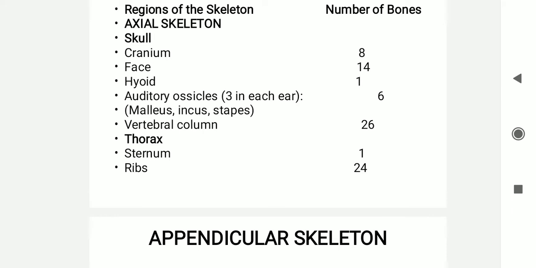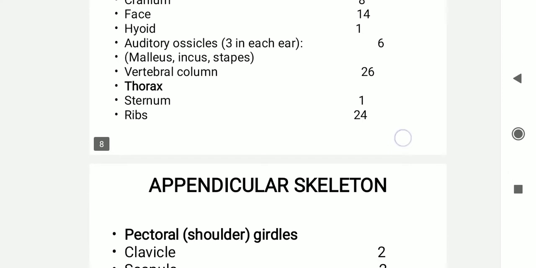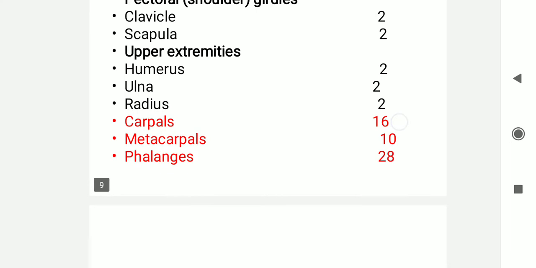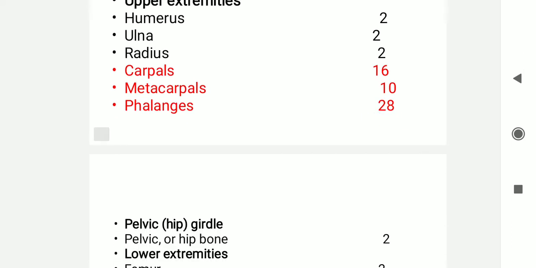Okay, stapes, malleus, incus, 3 on each side, hyoid bone 1. Okay, ribs 24. Same. Now I will discuss directly the carpal bones, because it can be asked in viva for 2 marks: name and number of the carpal bones as well as tarsal bones. So carpal bones are 16 in number, metacarpal 10, phalanges 28.